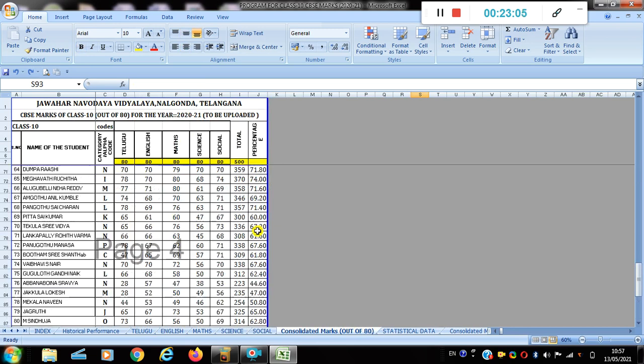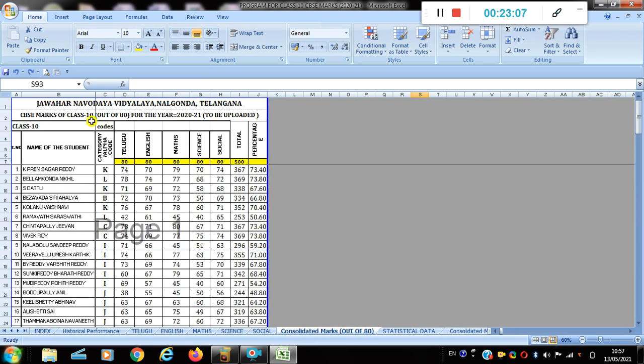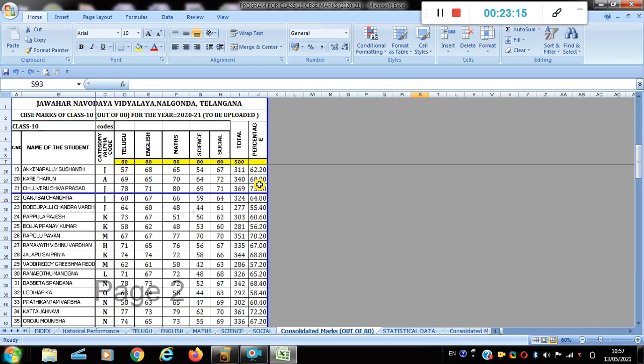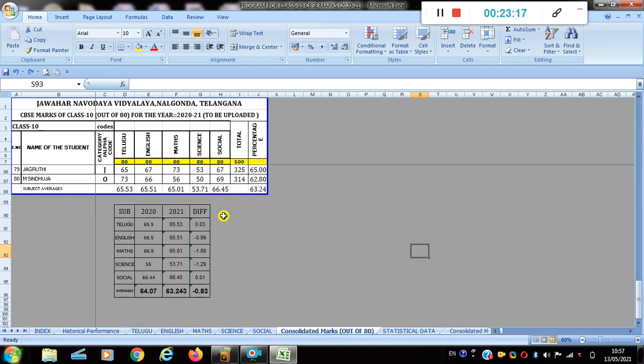Here is the sheet, consolidated marks out of 80. Just to have a look at the headings, you can understand: Telugu, English, Mathematics, Science, Social, out of 80 marks. The consolidated sheet will be generated automatically, and the last table is not useful for us, even though, just to have an idea, I made it. Subject, 2020, 2021, difference. 2020, for me, is the historical year. 66, 65.5, 66.5, and so on, subject averages.